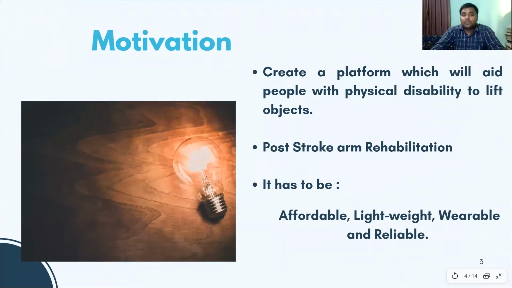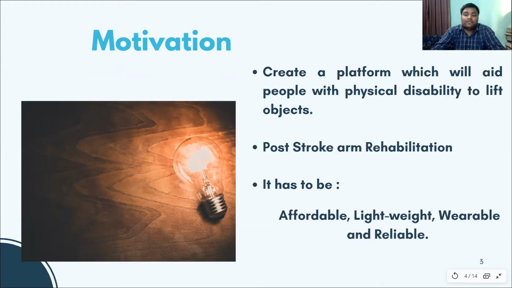Now, come to the motivation part. We would like to build a device, or create a platform, which will aid people with physical disability to lift objects. And also we would like to help stroke patients with post-stroke arm rehabilitation. For that, there must be some key features in our device, which are affordable, lightweight, wearable, and reliable.